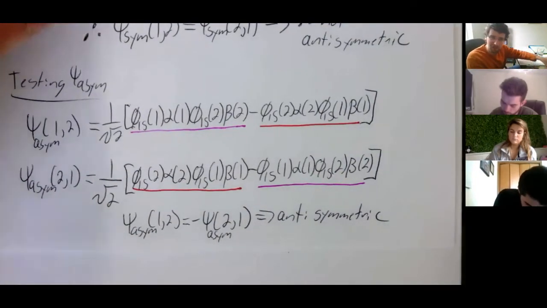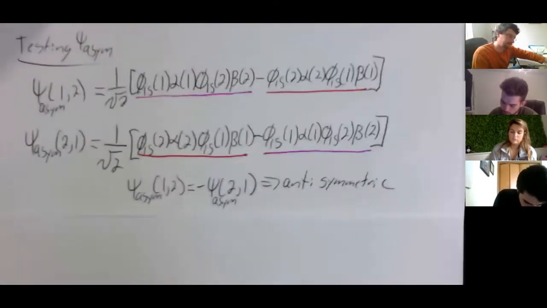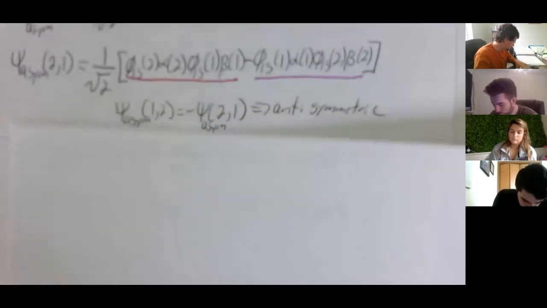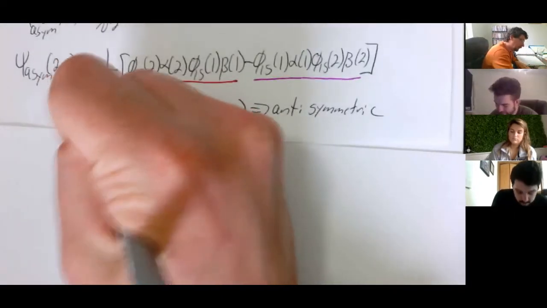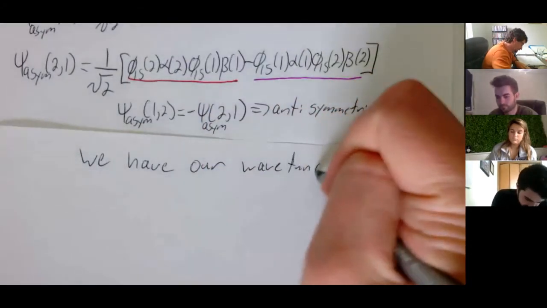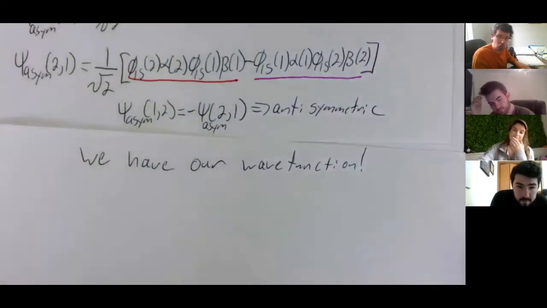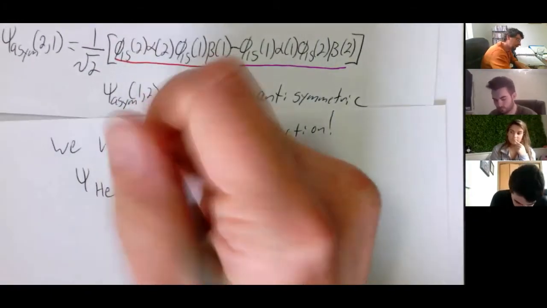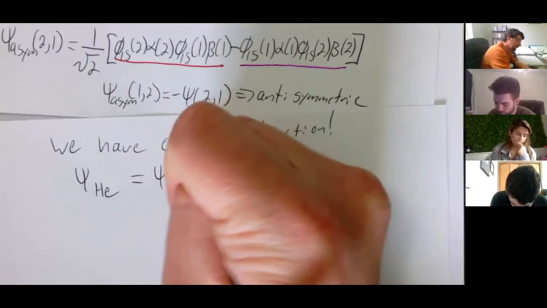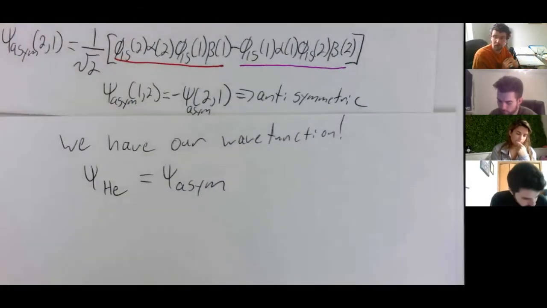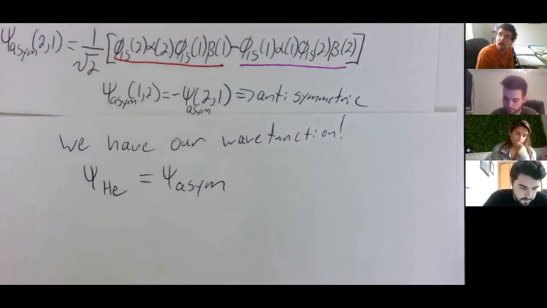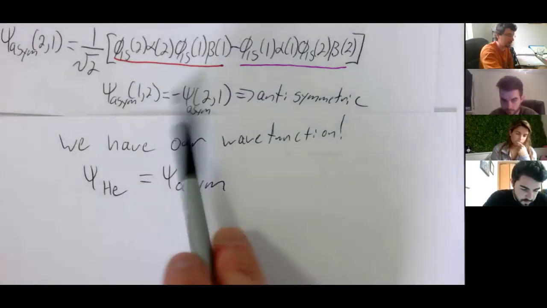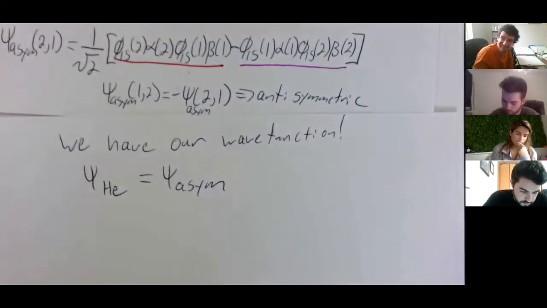So we found our wave function. This is our wave function right here. Woo! So we have our wave function, which is pretty cool. So if we're talking about the helium atom, that's equal to our asymmetric function. Now everyone can see writing this out numerous times sucked. It ate up a lot of time.